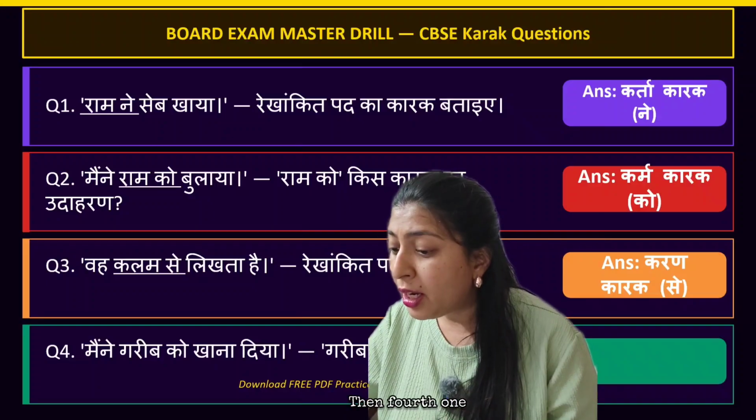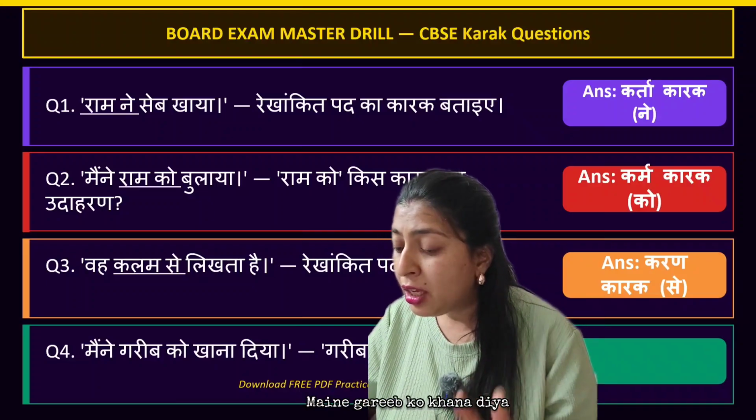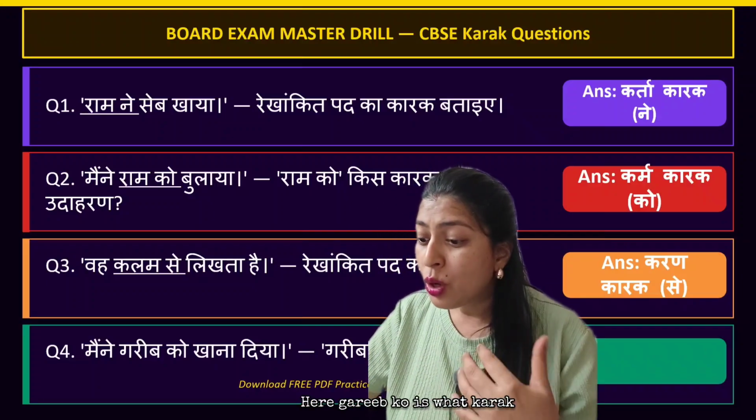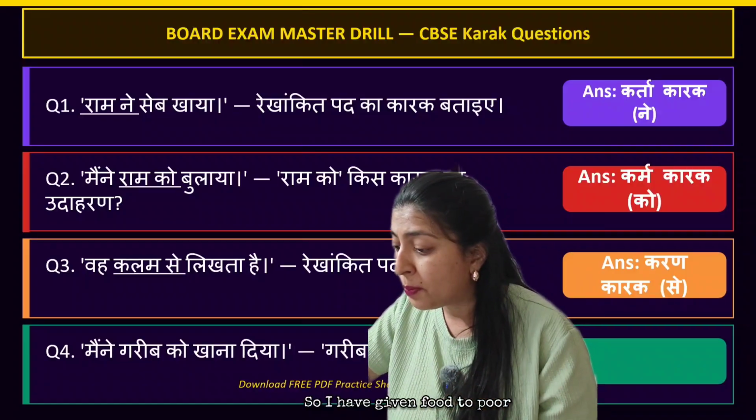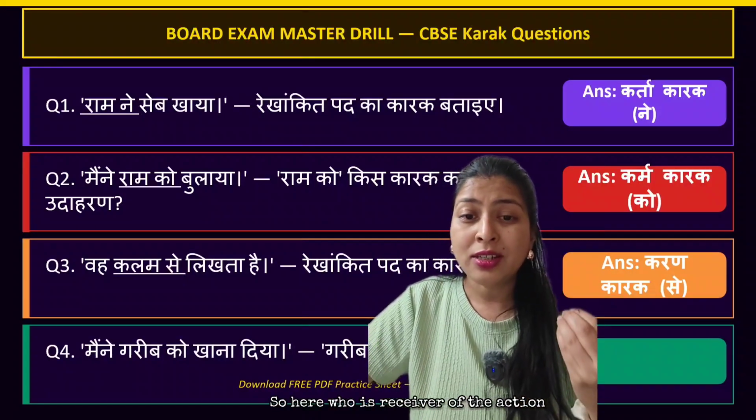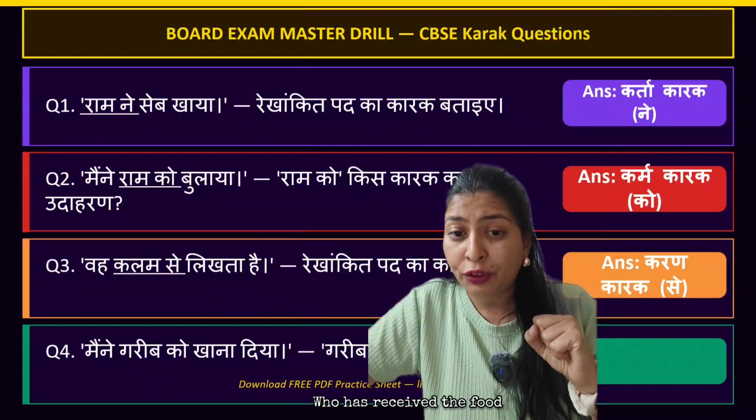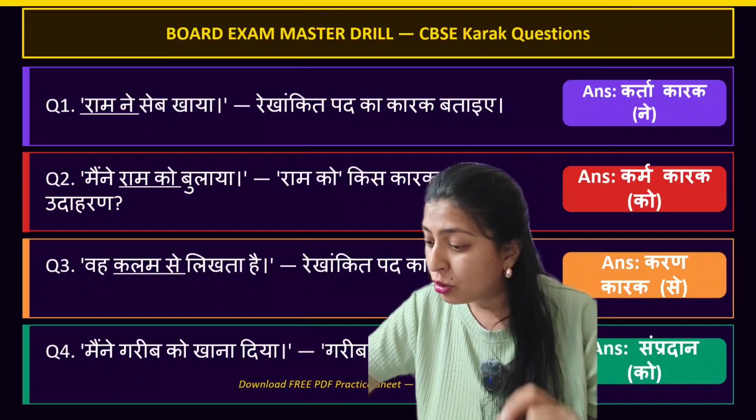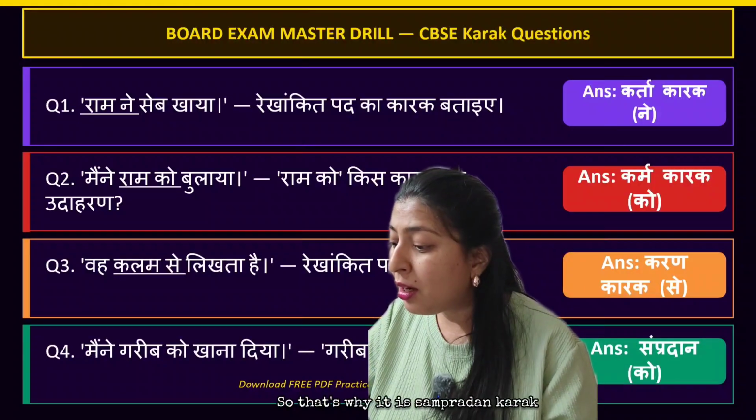Then the fourth one, मैंने गरीब को खाना दिया. Here, गरीब को is what Karak? I have given food to the poor. So who is the receiver of the action? Who has received the food? The poor person. So that's why it is Sampradan Karak.